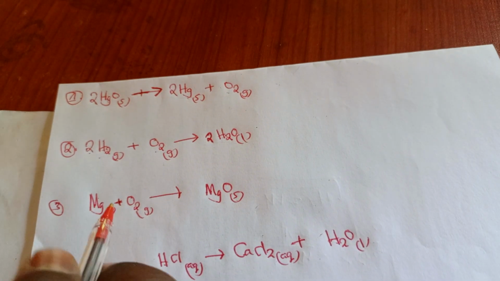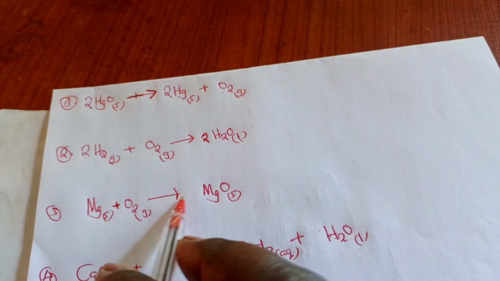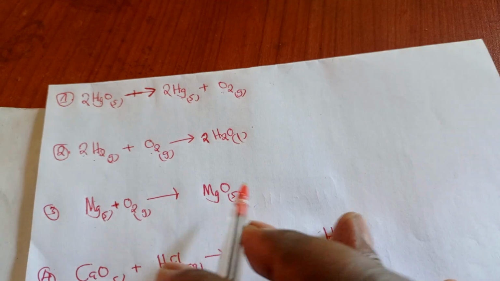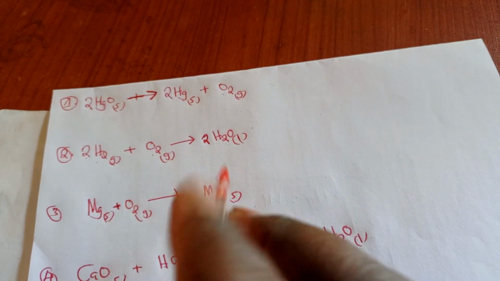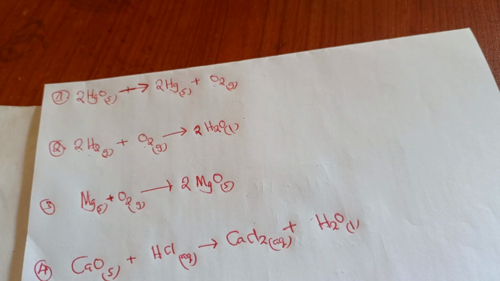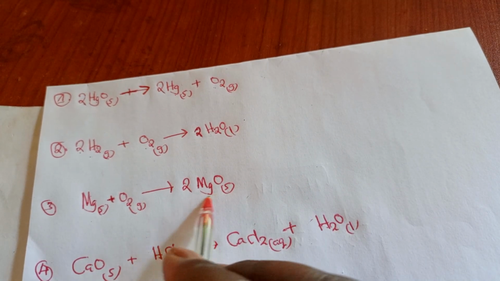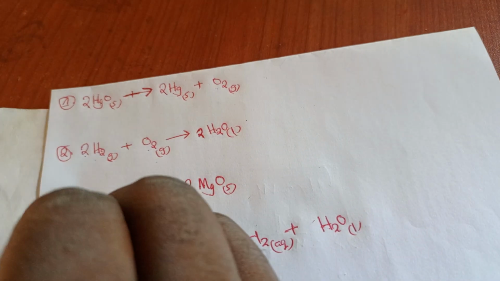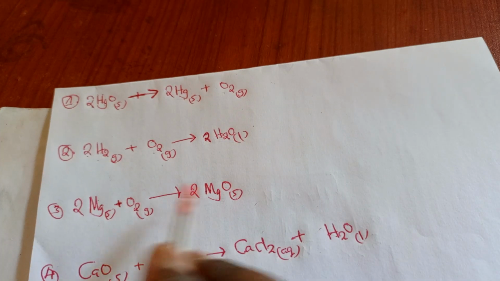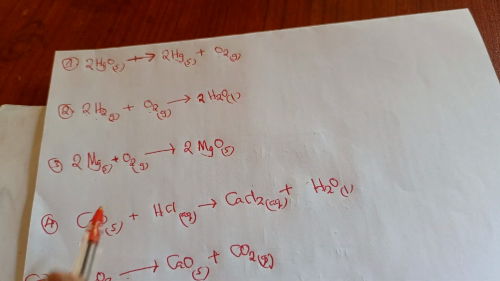Then I'll go to question 3. Magnesium plus oxygen gives us magnesium oxide. Magnesium is 1 here, magnesium 1 here. But the oxygen here is 2, here 1. So I try to put a 2 here. Now I have 2, so the number of magnesium is affected. Magnesium has 2, which means I need to put a 2 here as well to balance. So I have 2 oxygen and 2 oxygen. So it's balanced. I'll go to question 4.